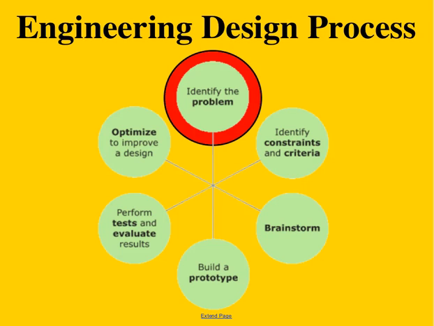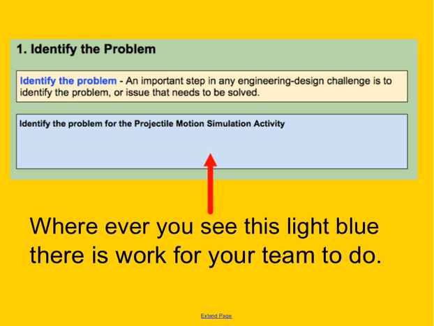So let's look at the engineering design process. The very first thing we're going to look at is identify the problem. If you go back through part 1, or if you look on the front of your planner, it'll go through and tell you what the problem is. And when you look at this planner, it's got different colors. Wherever you see this light blue, your team's going to have to do some work there. You're going to have to fill some stuff out.